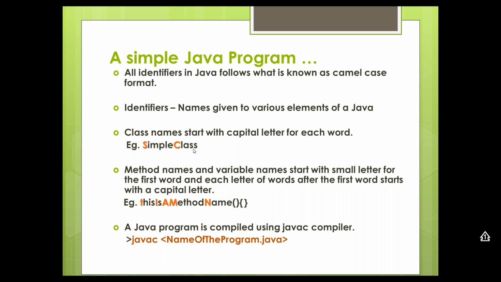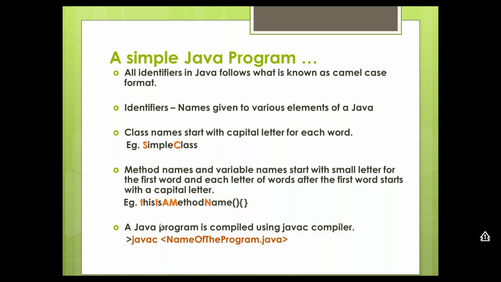This is a method name. In this, how many words are there? 1, 2, 3, 4, 5. If you consider A as a word, there are 5 words in that particular method name, right?